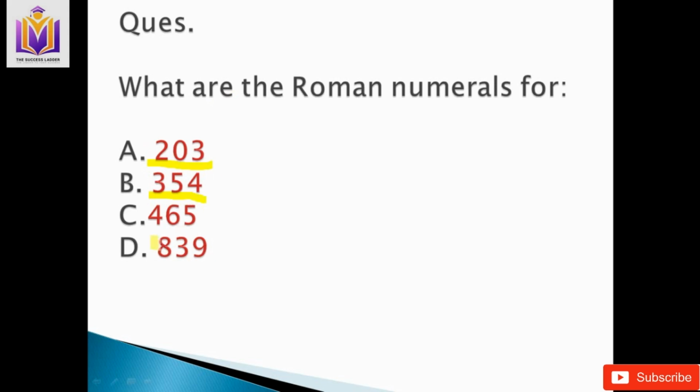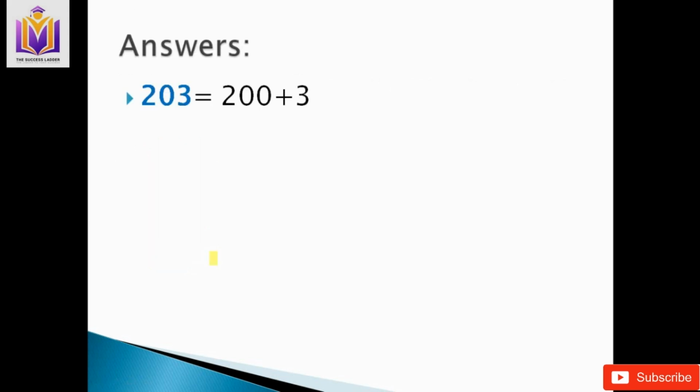So now the question is, write the Roman numeral for A part 203, B part 354, C 465, and the last one is 839. So let's see how we can write the Roman numerals for these.